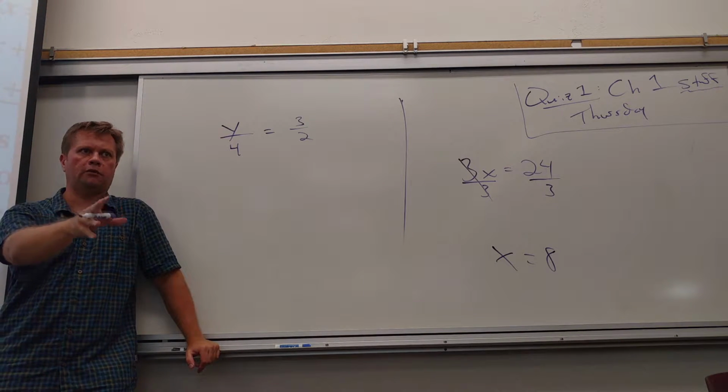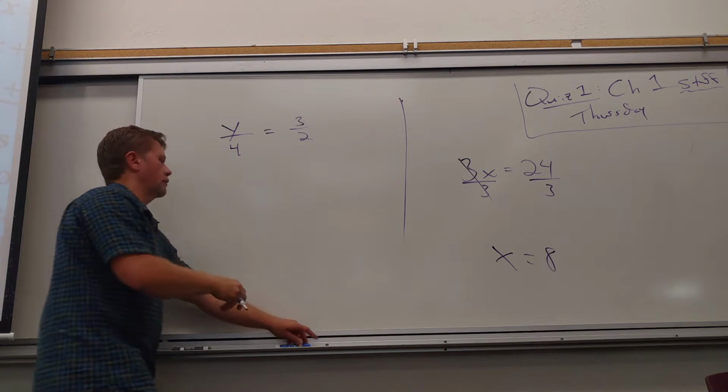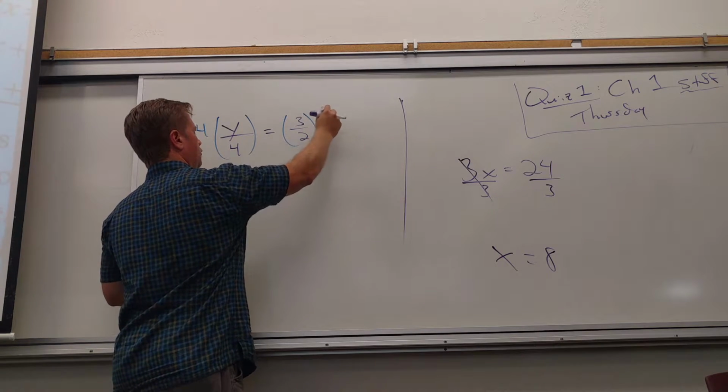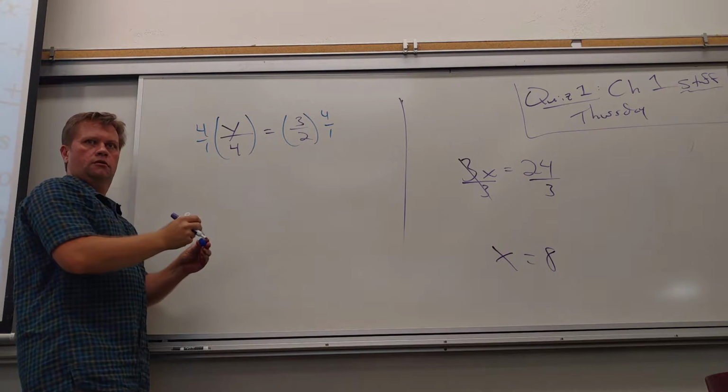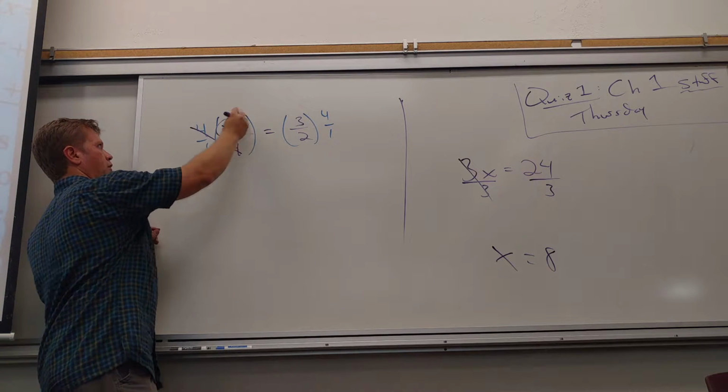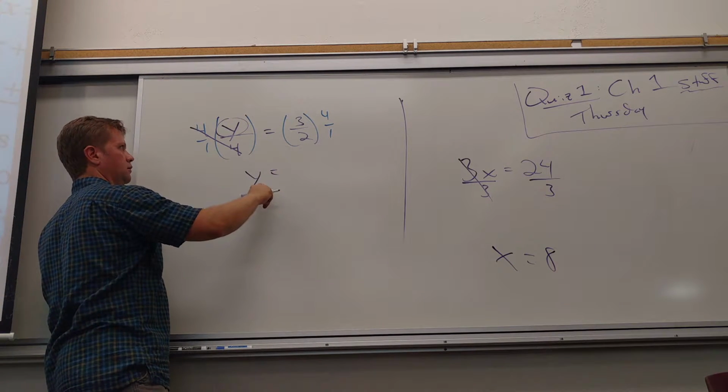What's happening to my variable? Let me undo that. So if I multiply both sides by 4, you can put 4 over 1 if you want to. What happens? So I'm just left with y. That looks good.